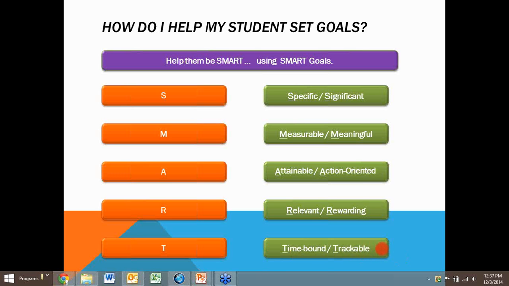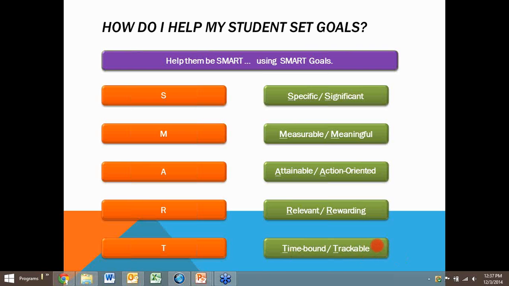So SMART is a formula, a technique that some people use for writing out goals. Let's take a look at that now in the context of, say, a middle school student that you might be mentoring. Can I just interrupt and just make an observation?